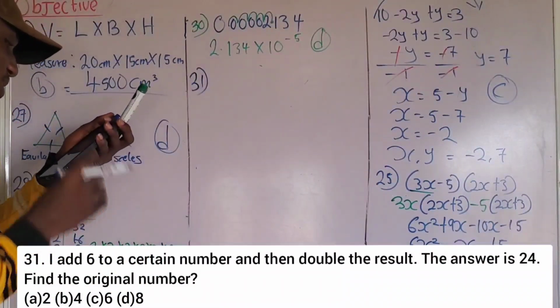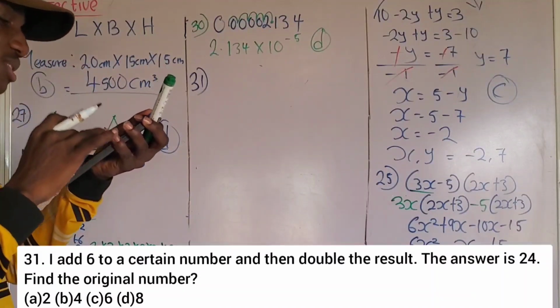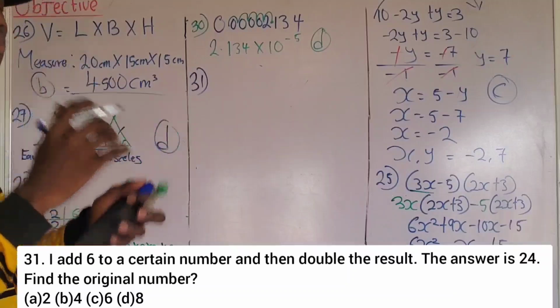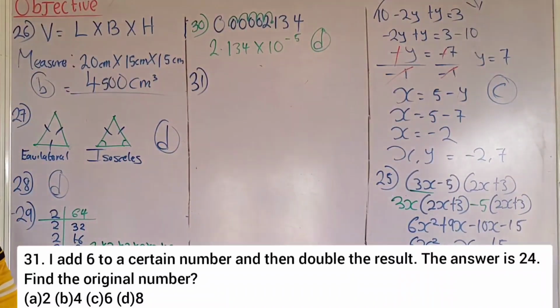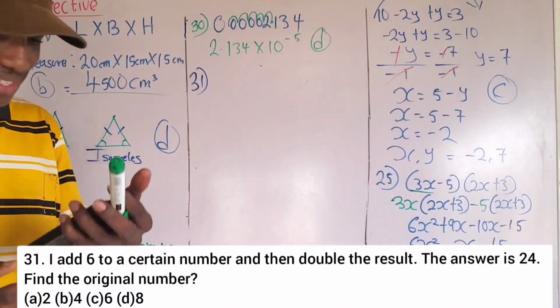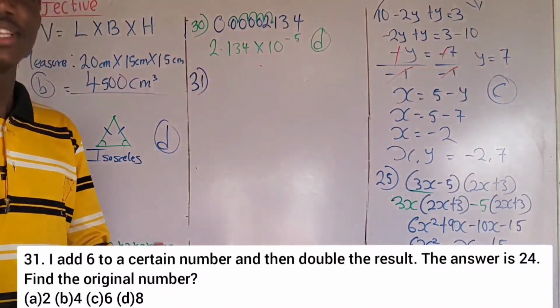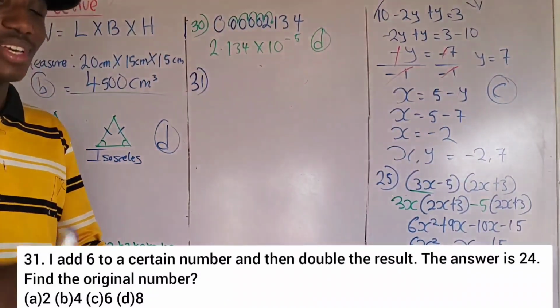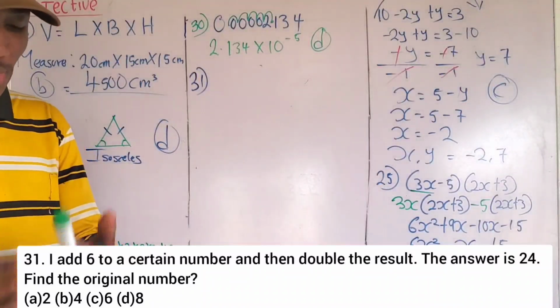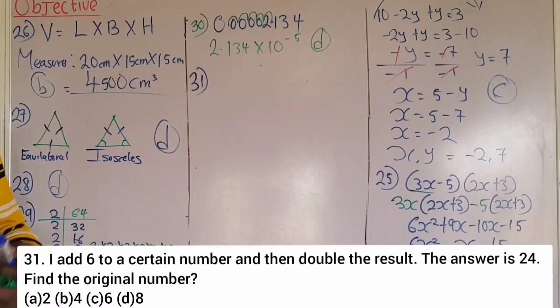Question 31. For question 31, we have, I add 6 to a certain number and then double the result. The answer is 24. Find the original number. Wow, I love this question. Now, listen. You add 6 to a certain number. Are you paying attention? Then you double the result. Then you got 24 as your answer. What is the original number? Now, pay attention. I don't know the number and you don't know the number, right? Let the number be a letter. You can represent it as a letter, but I'm going to represent the number as x.